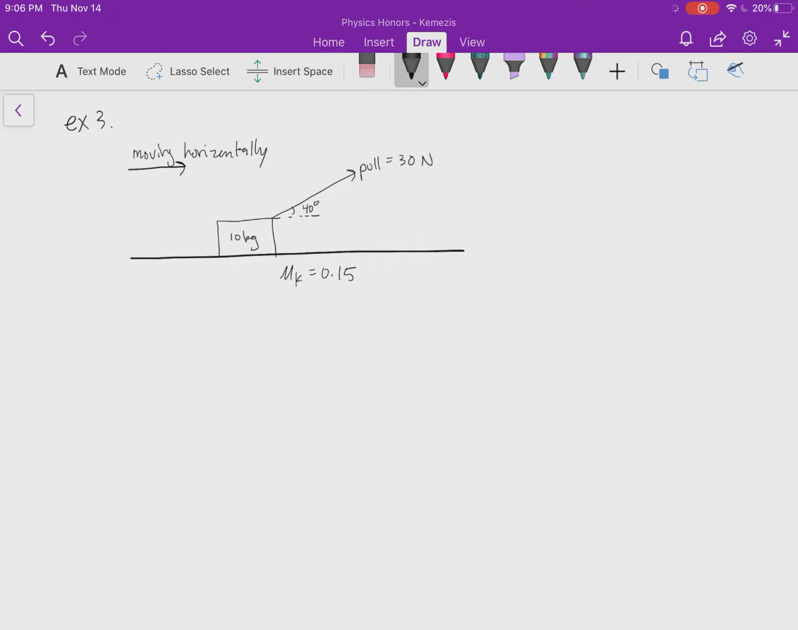Okay, so let's continue on with our last example where we have an object moving horizontally, being dragged across the floor. Say you have a rope, and if you're just standing up while you're holding the rope and walking, you're holding it at some angle, we'll call it 40 degrees from the horizontal, and you're pulling with a force of 30 newtons, and there's friction on the floor that has a coefficient of kinetic friction of 0.5, and our mass is 10 kilograms.